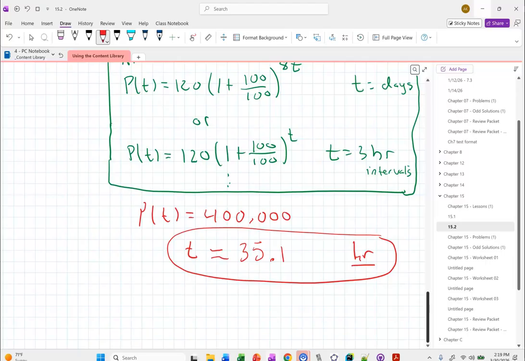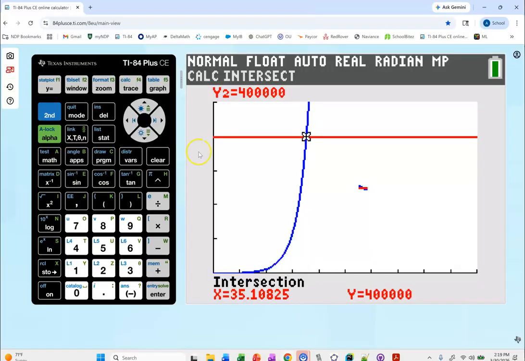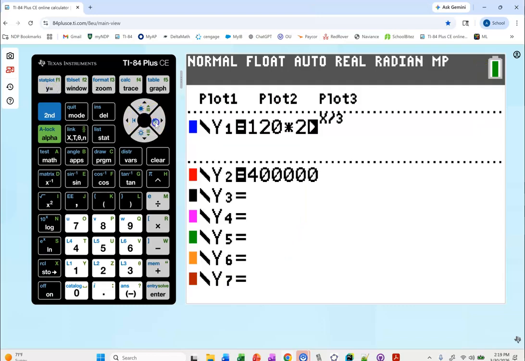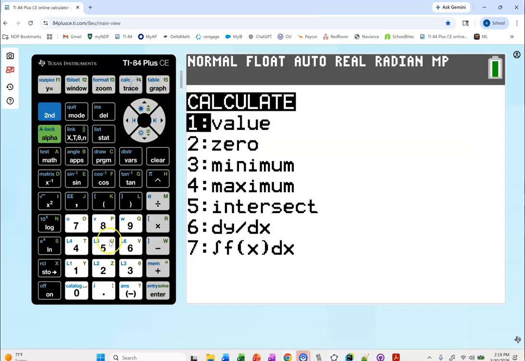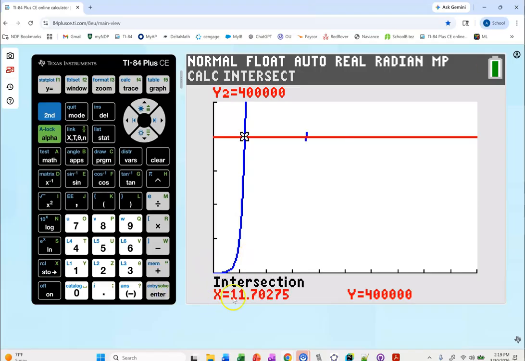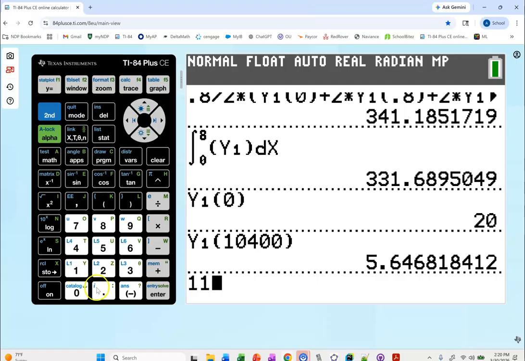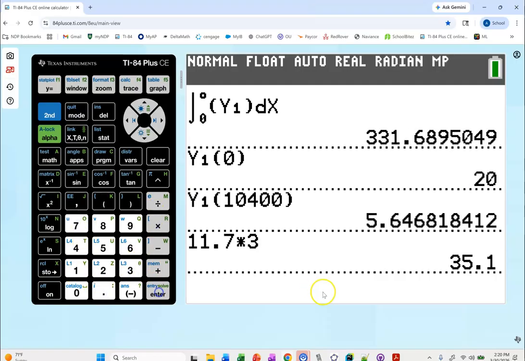Is that okay with you guys? Notice if I had done this in like 3-hour segments, I do the same thing. So second trace, intersect command, enter, enter, enter. So my answer is 11.7 3-hour segments or 3-hour intervals. And notice that 11.7 times 3 is 35.1 hours still. It's the same answer, just with a different unit attached to it.